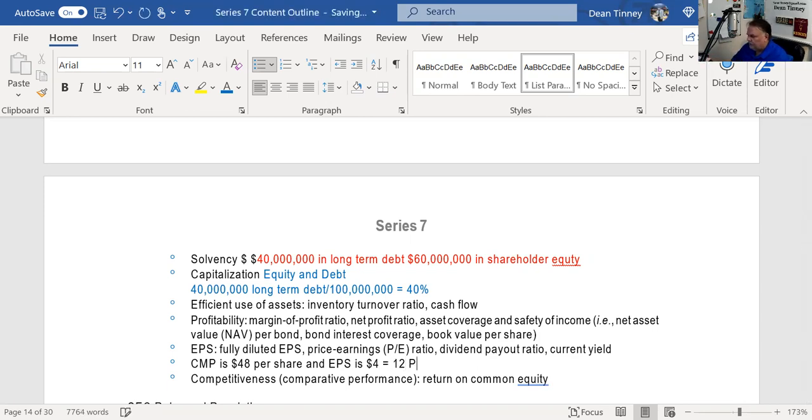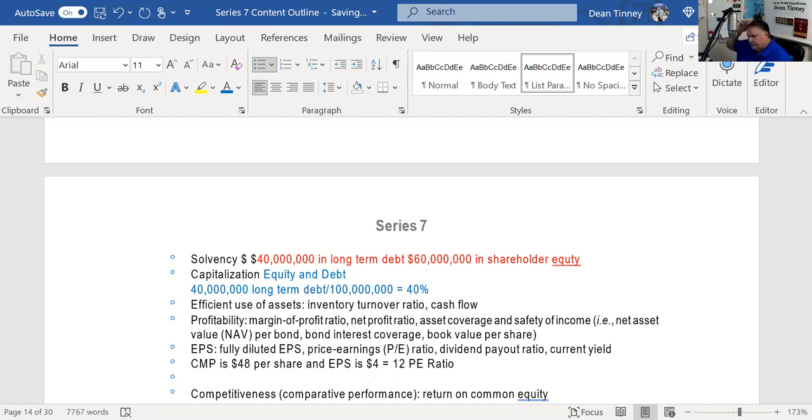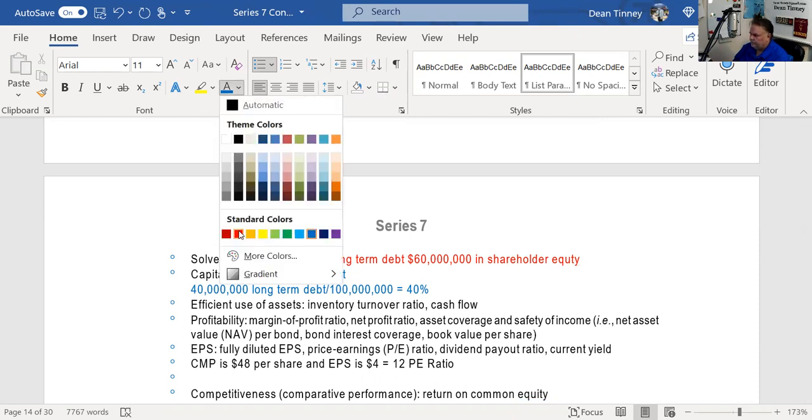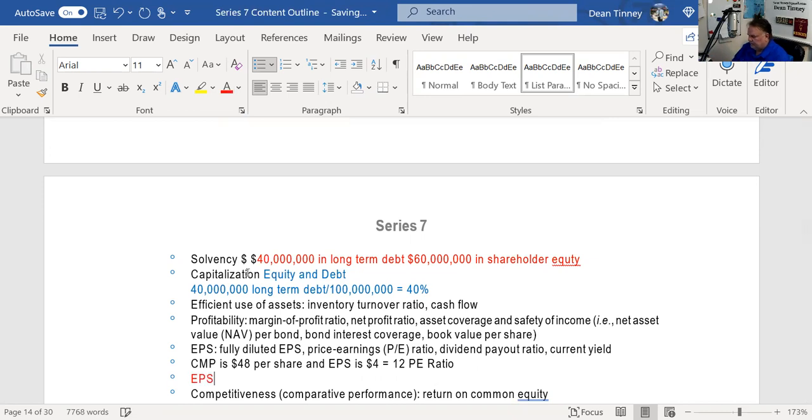By the way, the vast majority of the Series 7 is division. So if you can't decide what to do, hit the divide key and you'll be right almost every time. Dividend and payout ratio. So in our example, we had earnings per share of 4. EPS is 4.